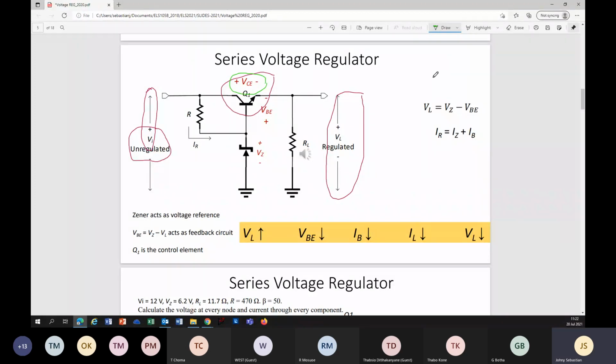Or basically it says your load voltage can only be smaller than the input voltage. Okay, we are losing some voltage there, but there is a benefit. What is the benefit? We are going to see soon.